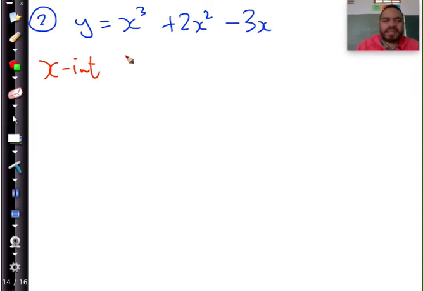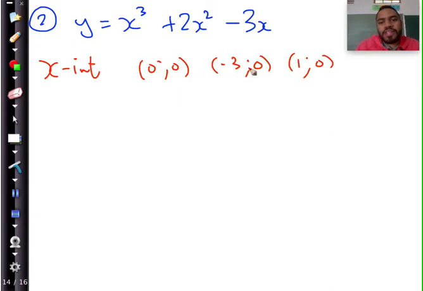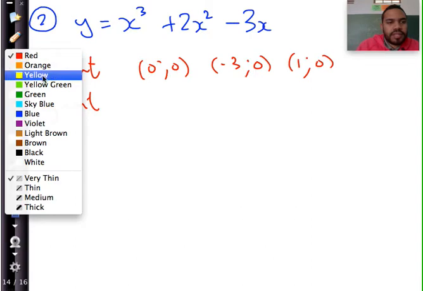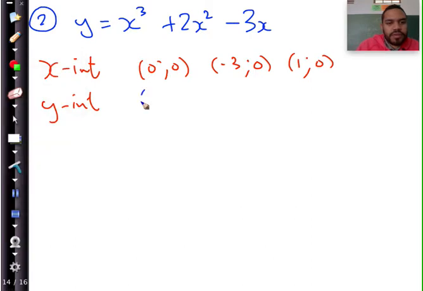What were the x-intercepts, Ahad? 0 and 0. Negative 3 and 0. 1 and 0. Okay, so here we had 3 x-intercepts. What were the y-intercepts? 0 and 0. I'm going to use, let's say, blue, also 0 and 0.